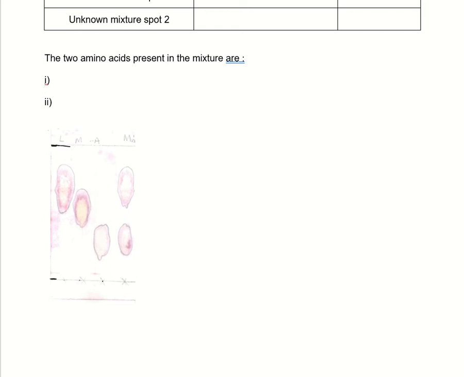So we need to work out the RF values. It's fairly obvious by eye which two amino acids are actually in this mixture. As we can see, we've got dots that are pretty much at the same height there, and likewise at the same height here. But you need to be able to show the calculations just to be safe.